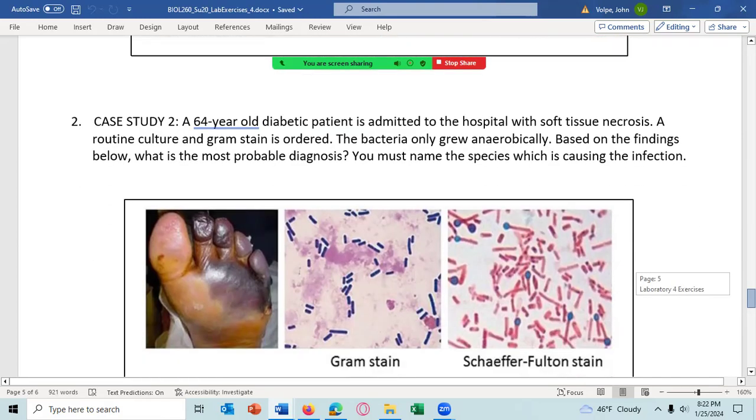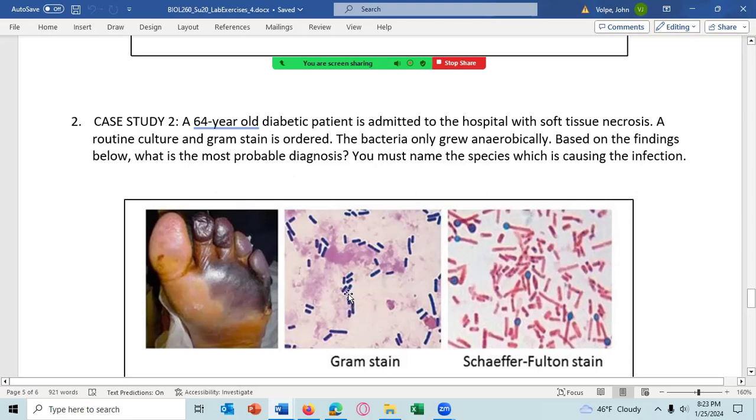Moving on to case study 2, a 64-year-old diabetic patient is admitted to the hospital with soft tissue necrosis, and that is seen here. And that's actually a very serious disease. A routine culture is done. The gram stain is ordered. The bacteria only grew anaerobically. So that's one hint. And based on the findings below, what is the most probable diagnosis? You must name the species which is causing the infection.